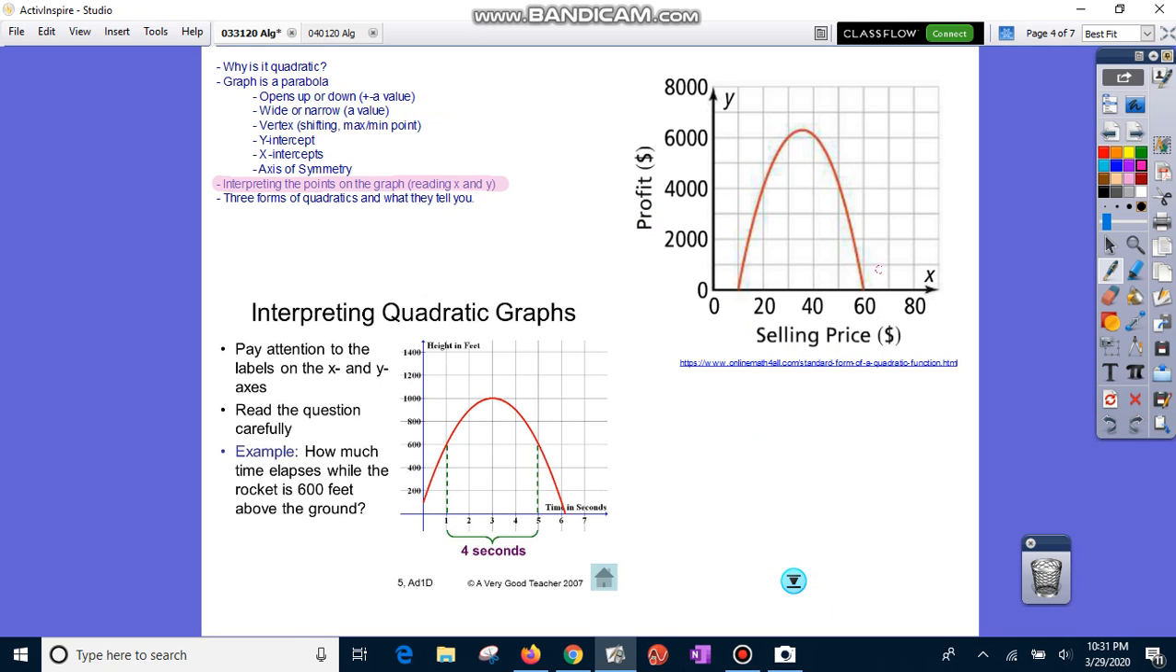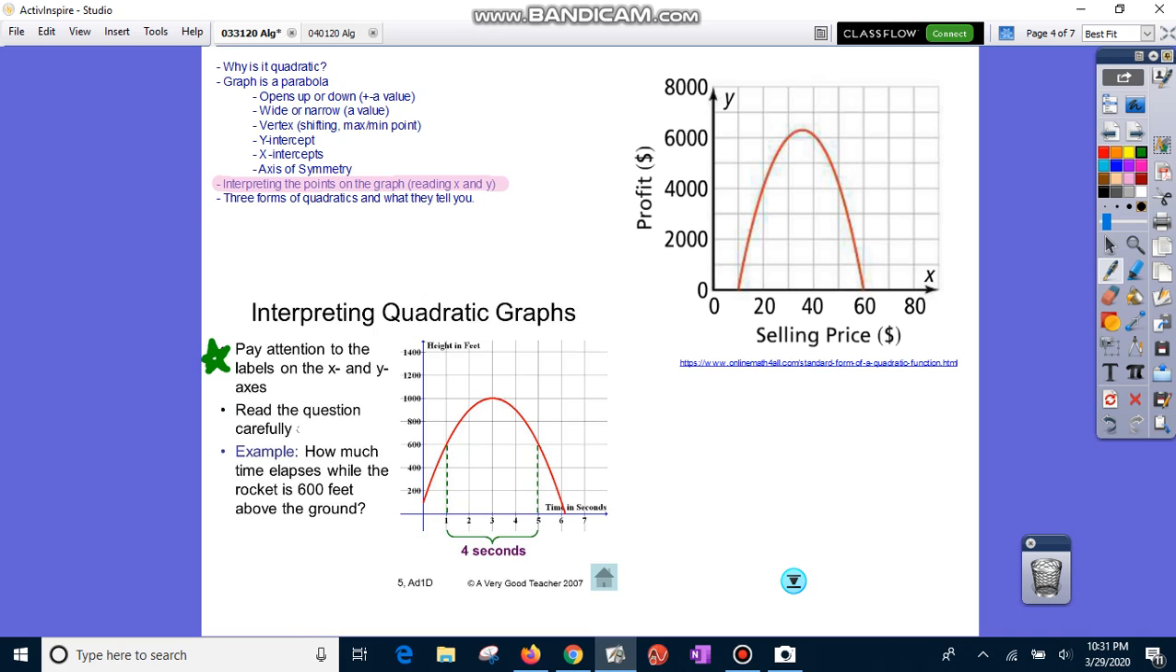If we keep moving on from there, interpreting the points on the graph, I just gave 2 examples. My suggestion in Khan Academy is just to go through them. You'll figure it out as it goes. But some really good points here. Pay attention to the labels on the x and the y axis. In this one, this is time in seconds, so this is talking about how many seconds something is. And this is height in feet, so this is talking about how many feet it's covering.